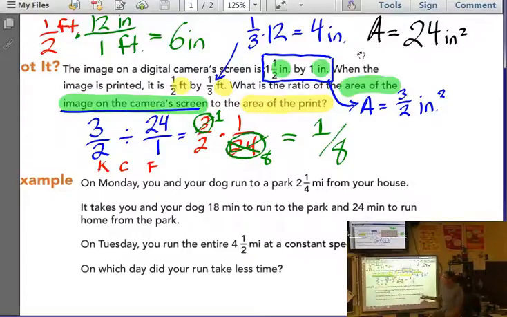What does that mean? What statement could we say when I relate the area of this object to the area of that object, and it's a relationship of 1/8? Hayden?